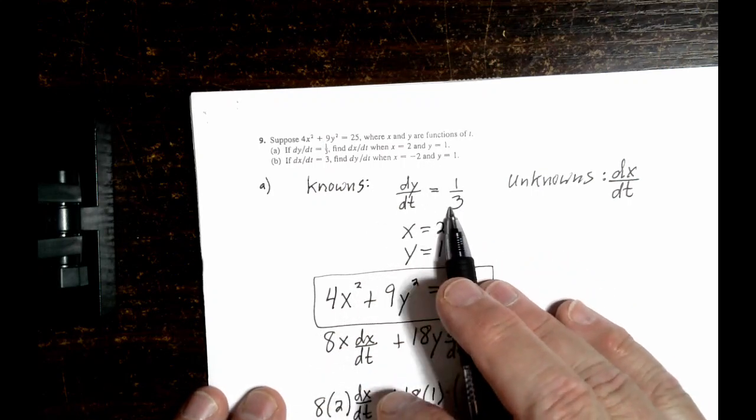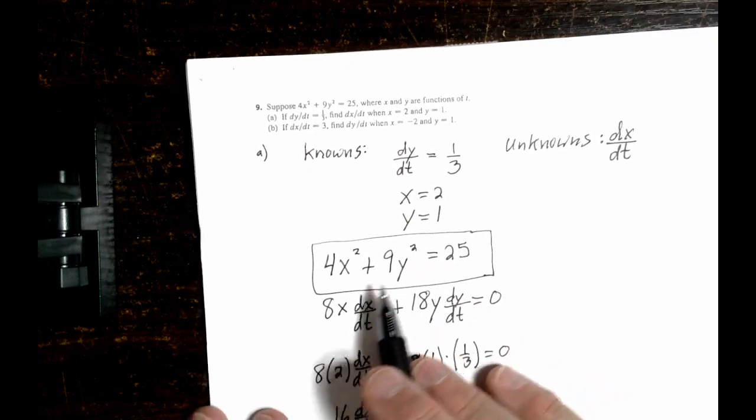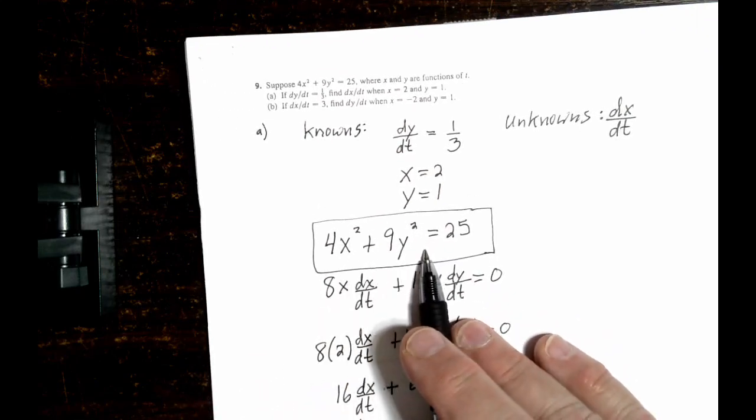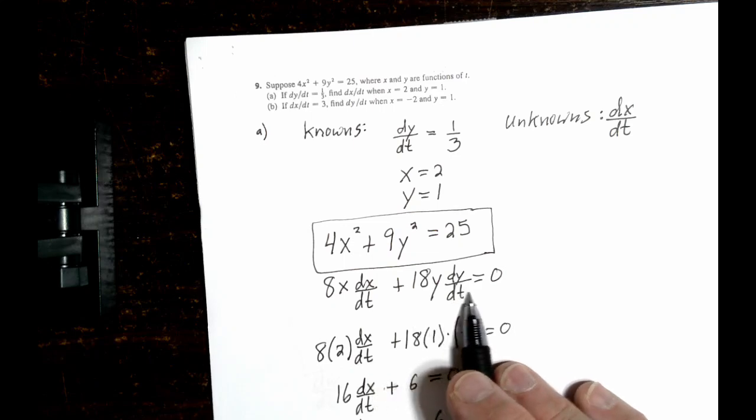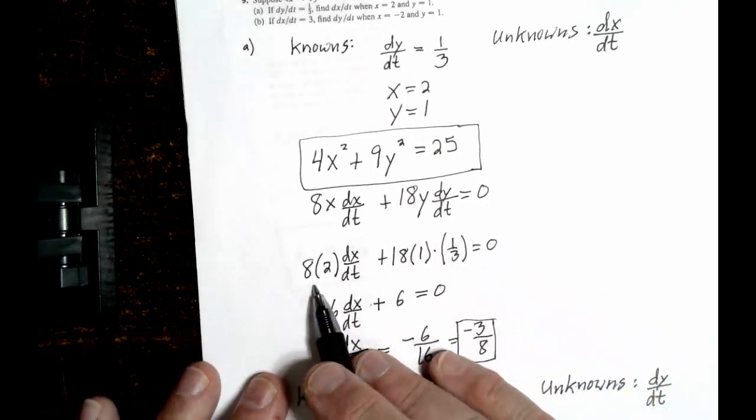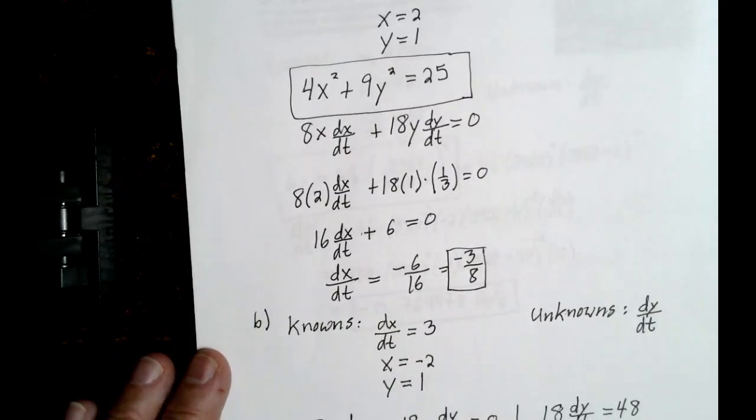So you know y prime is 1/3, you don't know x prime, you know x is 2, y is 1. So you take your derivative of the original equation, and you get 8x x prime plus 18y y prime equals 0. And you plug in everything that you know, and you solve it for x prime. And you get your answer.